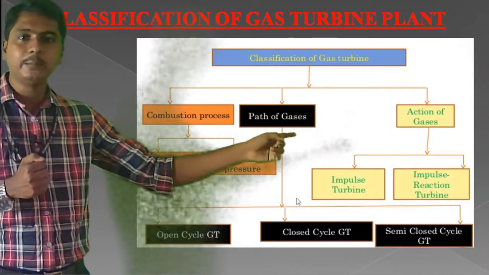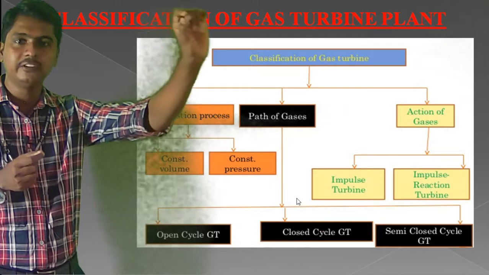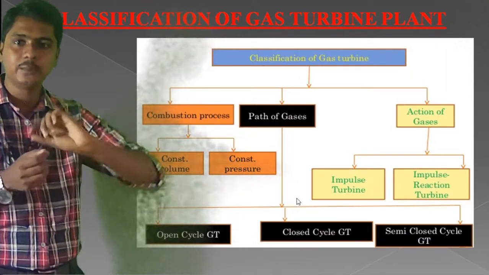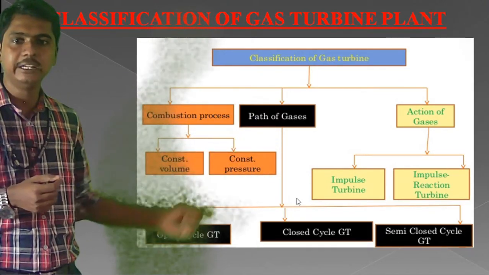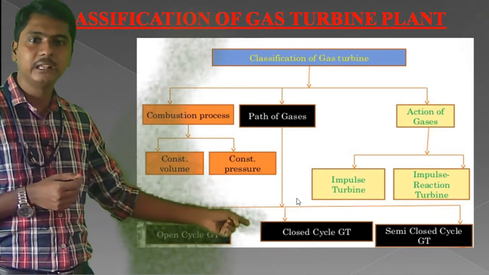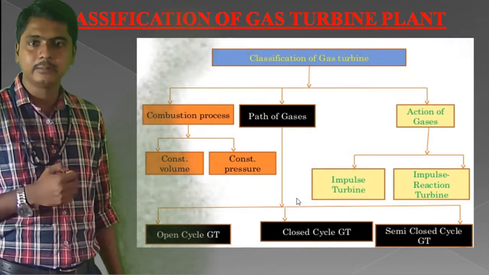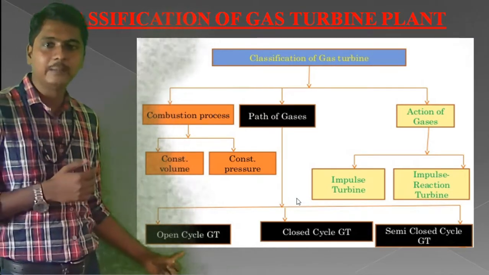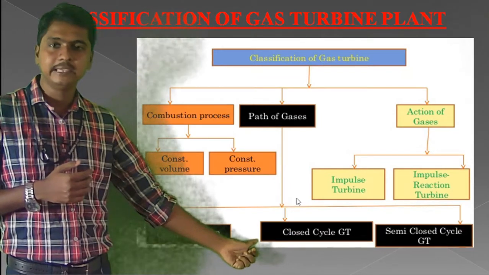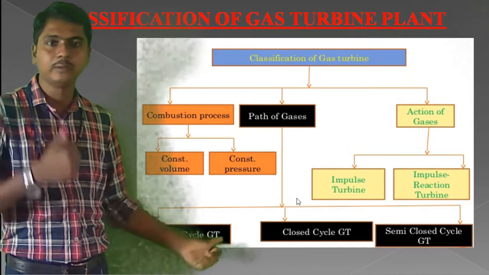Second is depending upon the path of gases, when the gas flows through the different auxiliaries of the power plant. Based upon the flow, it will be divided into three types: one is open cycle gas turbine, second is closed cycle gas turbine, and the last one is semi-closed cycle gas turbine. In the syllabus, we have only these two: open cycle gas turbine and closed cycle gas turbine. These two types are there in your syllabus.